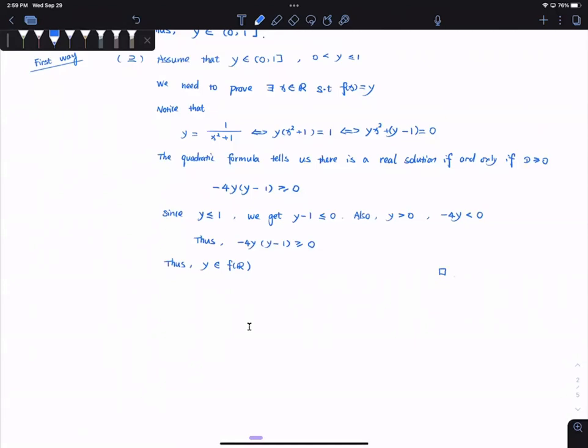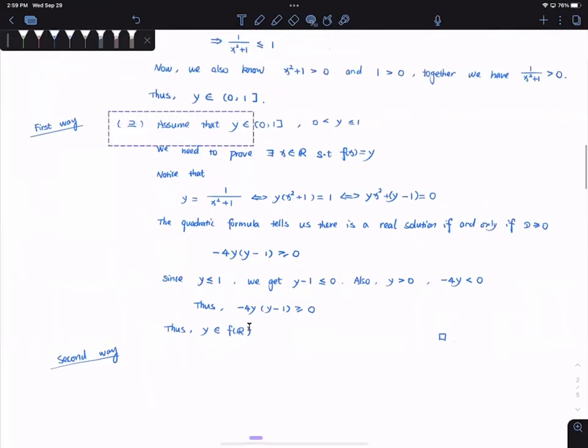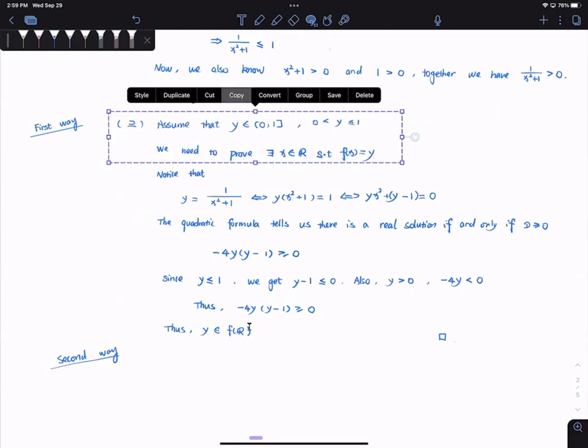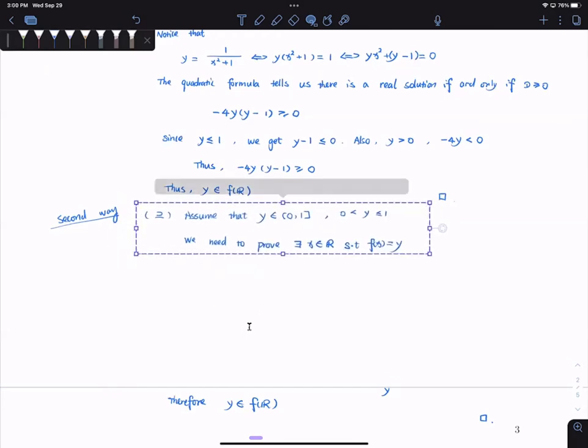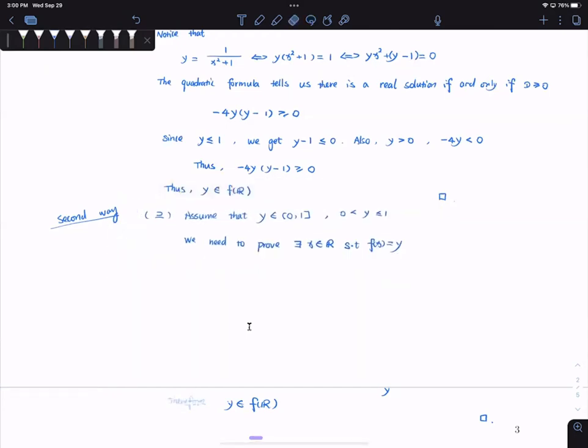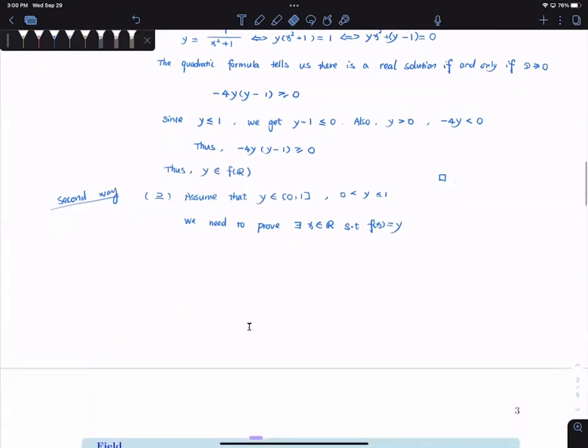This is the first way to show. There is a second way. Similarly, we use the same first two sentences. They are the same thing. I personally prefer the second way, but it's really up to you what you want to do. Okay. So the first two sentences are the same because you're just telling us what's your assumption and what you need to prove.